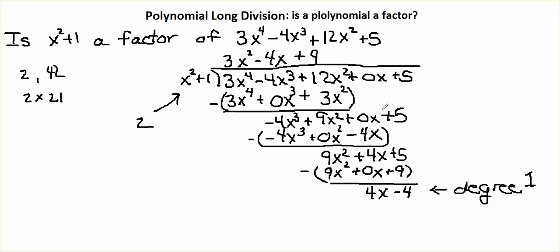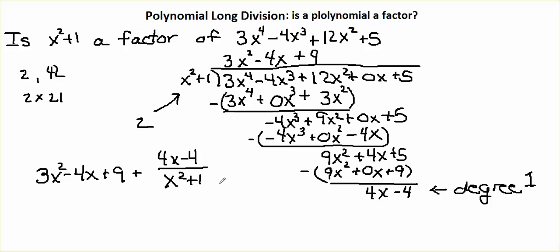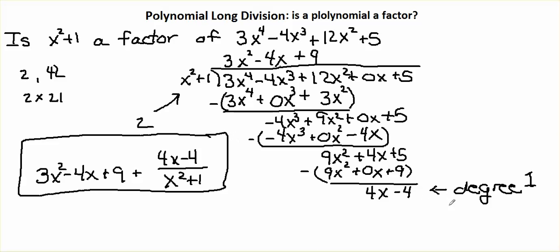How do we represent our answer, because it does have a remainder? Remember, we're always going to represent it in terms of our quotient. So we have 3x squared minus 4x plus 9, and we're going to add to it our remainder, which is 4x minus 4, and we're going to put that remainder over our divisor, x squared plus 1. And that is our answer. Because we had a remainder, let's go ahead and answer this question: is x squared plus 1 a factor? No. If our remainder was 0, it would have been a factor.